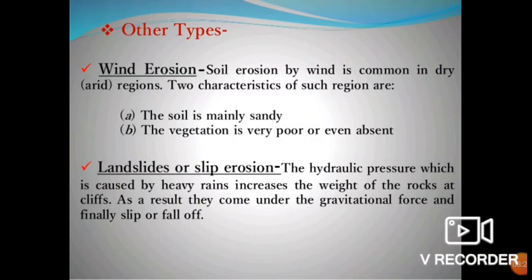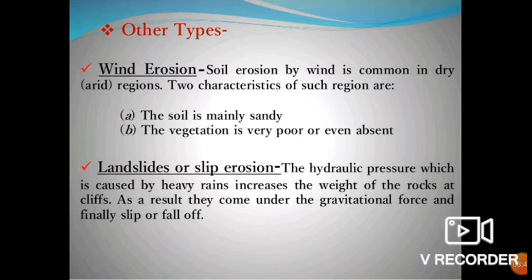Other types: wind erosion. Soil erosion by wind is common in dry regions. Two characteristics of such regions are: first, the soil is mainly sandy. Second, the vegetation is very poor or even absent.